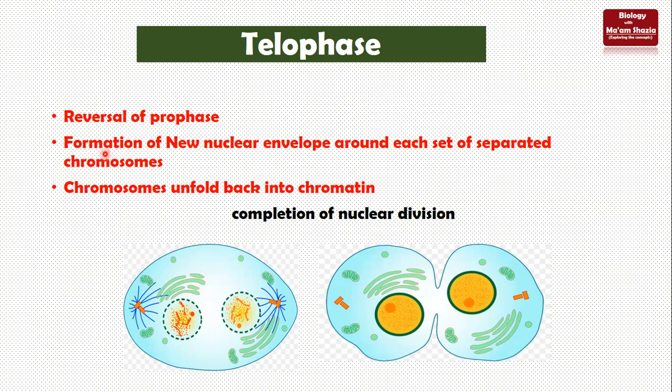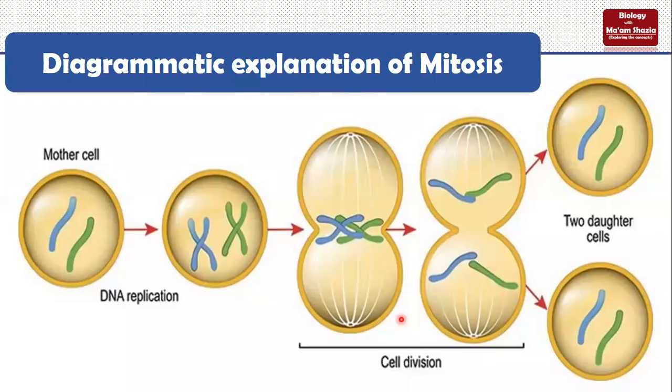Reversal of the prophase, formation of new nuclear envelope around each set of separate chromosomes. Chromosomes unfold back into chromatin. One very important thing is that once again the chromosomes will convert into the form of chromatin. This is also called the telophase. This is a mother cell, one of the mother cells which is going to go for mitosis. It has passed through the S phase.